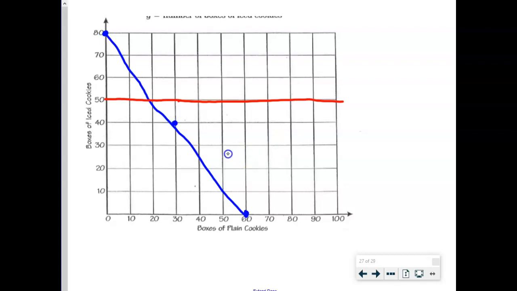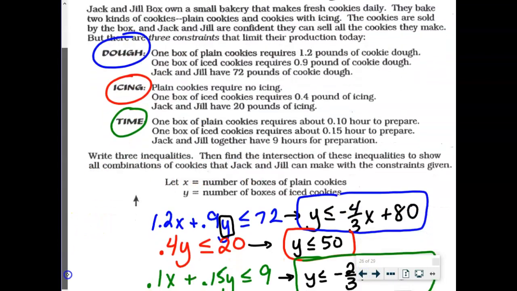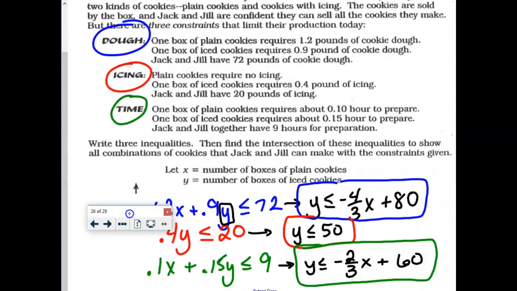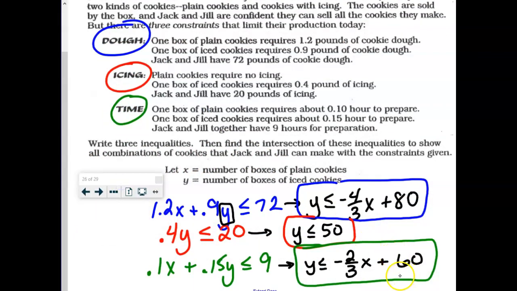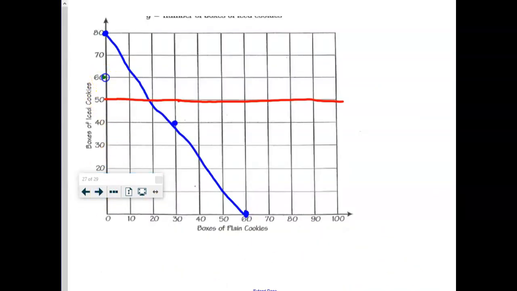The other constraint was the time. And once you guys rearrange that one for me, we started at 60, and then we had a slope of -2/3. So starting up here at 60, I'm going to travel down 1, 2, right 1, 2, 3. And again, I'm supposed to... now, if I was super awesome and accurate all the time on my graphing, I probably wouldn't have such a hard time with these questions.